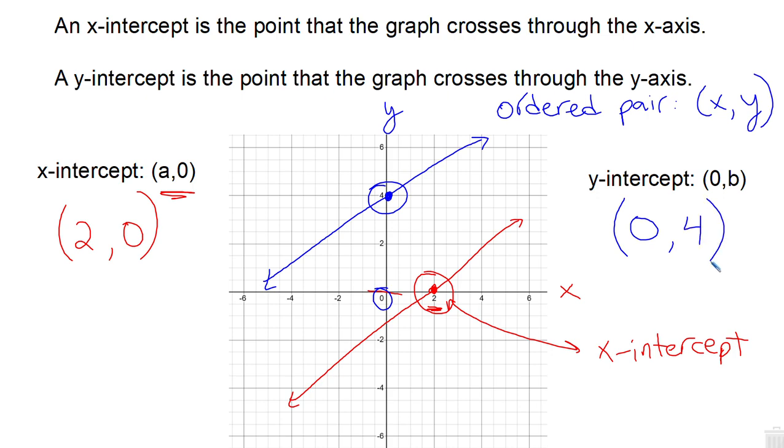So whenever you're writing the ordered pair for an x-intercept or a y-intercept, it's got to be the full point, not just a single number. We can't just say the y-intercept is 4 or the x-intercept is 2. It's the point (2, 0), or it's the point (0, 4). Always in that form, and the x-intercept will always have a y value of 0, and our y-intercept will always have an x value of 0. So we're going to go through and practice a few of these just to make sure we can get the hang of it.